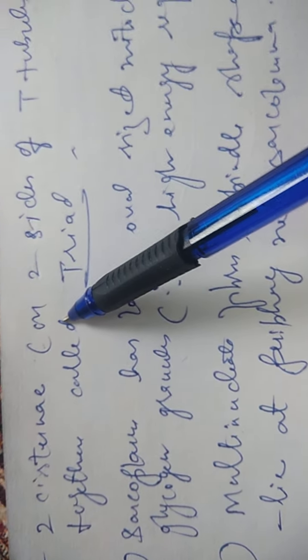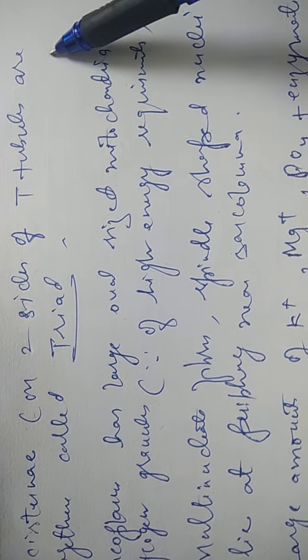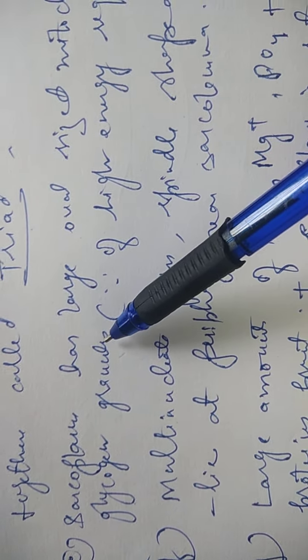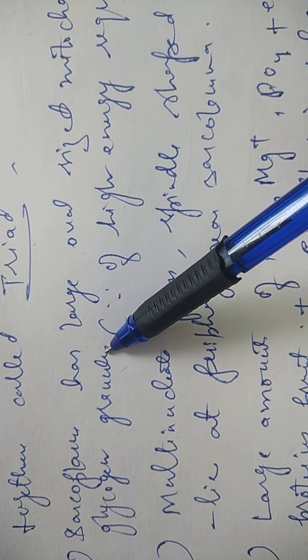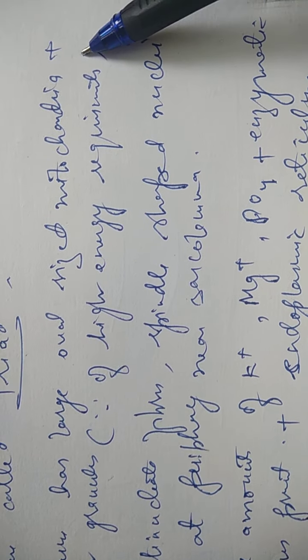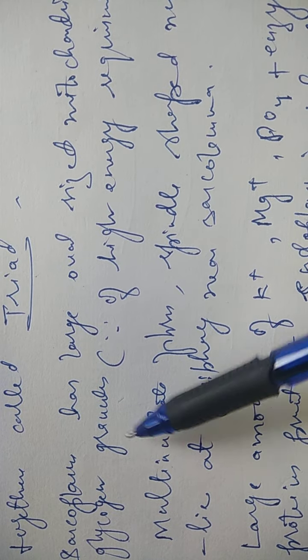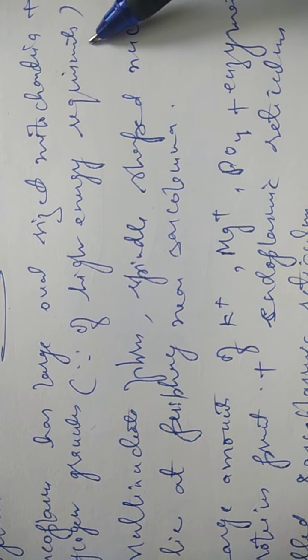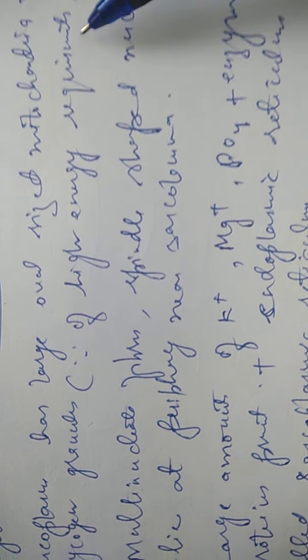Here you can see the two cisternae which I just showed you. On the two sides of the T tubule, together they are called a triad. Then what else is present in the sarcoplasm? It has large sized mitochondria and glycogen granules, because of the high energy requirements they have. The muscles always remain in movement.